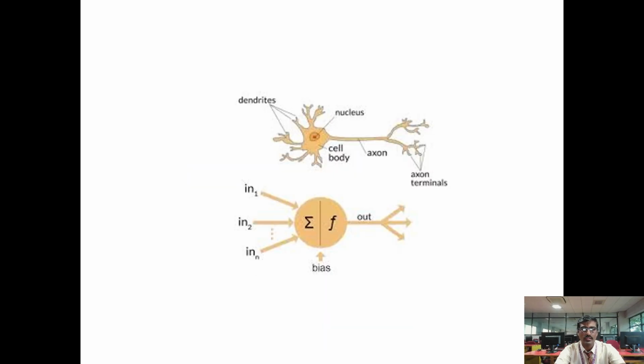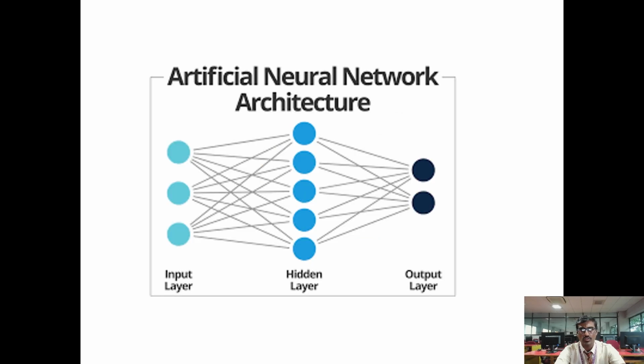As we can see here, this is how the pattern is replicated in neural networks. We are seeing a neuron. The dendrites give inputs as we have here. Biasing happens and we have an output. So this is the structure of an artificial neural network: the input layer, a hidden layer, and then the output layer.